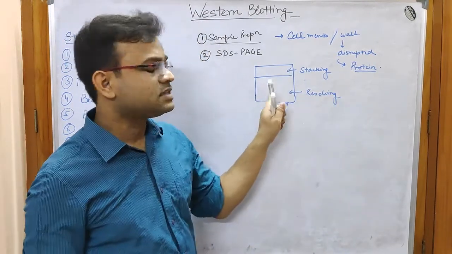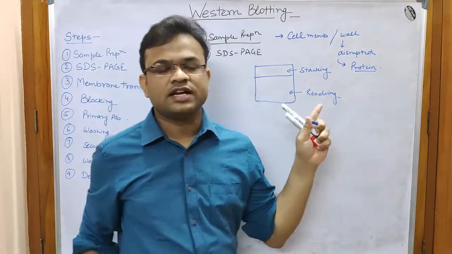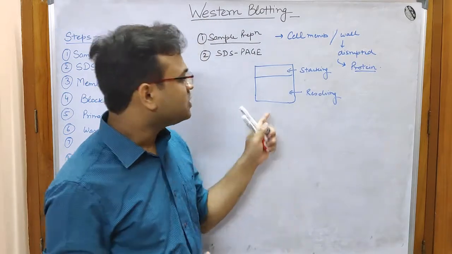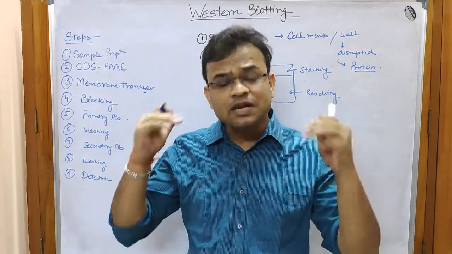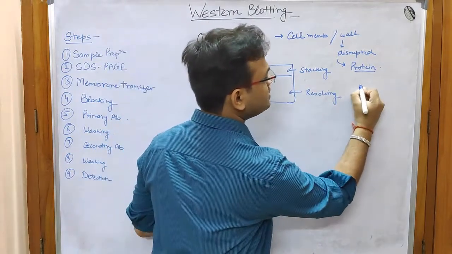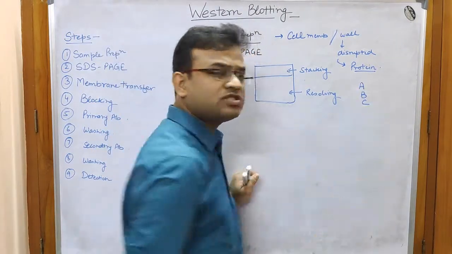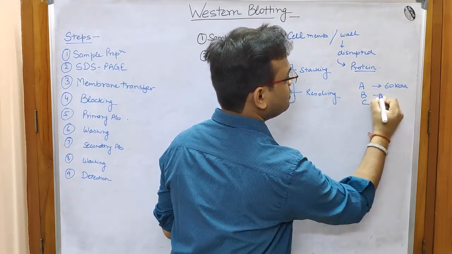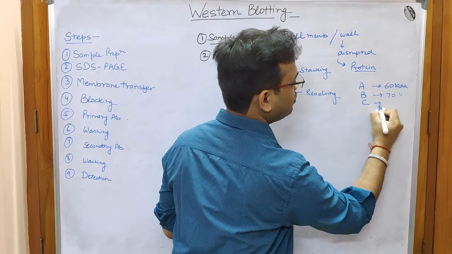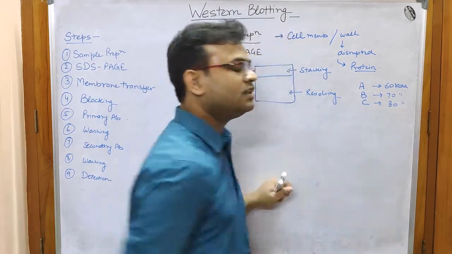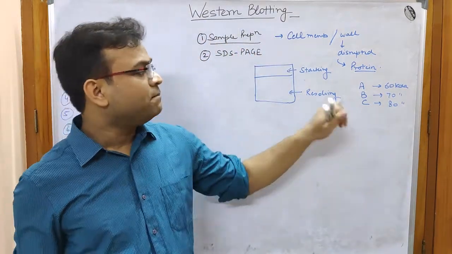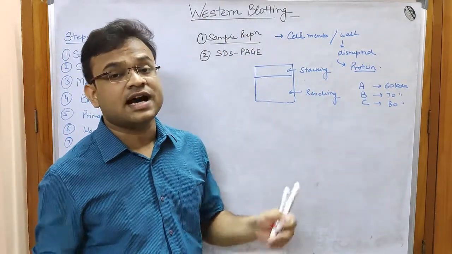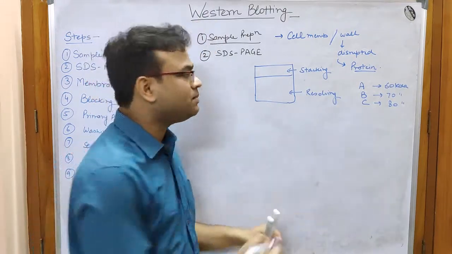What happens is the proteins that you had run on this gel are separated on the basis of their molecular weight. Suppose there are three proteins A, B and C. Protein A has a molecular weight of 60 kDa, protein B has 70 kDa, and protein C has 80 kDa. Then C would travel the minimum distance because it has a higher molecular weight.